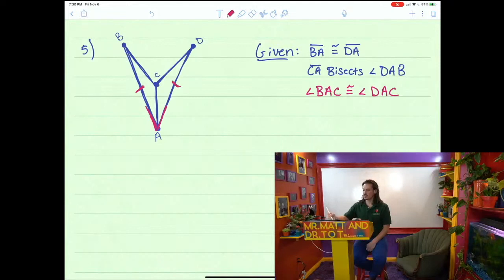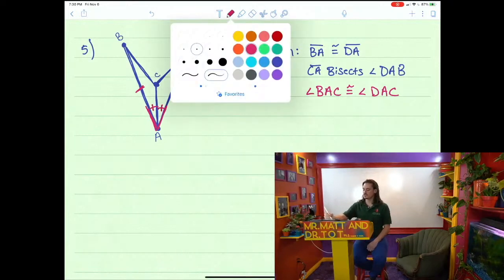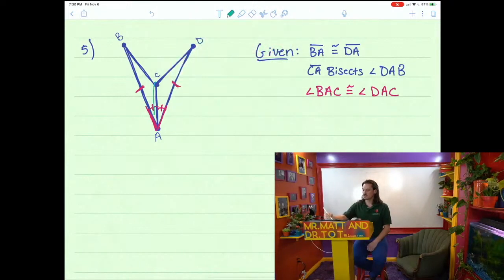So if these two angles are congruent, and also notice that both of these triangles share side length CA. CA has to be congruent to CA because it's the same line segment. So therefore, we have side angle side congruency.